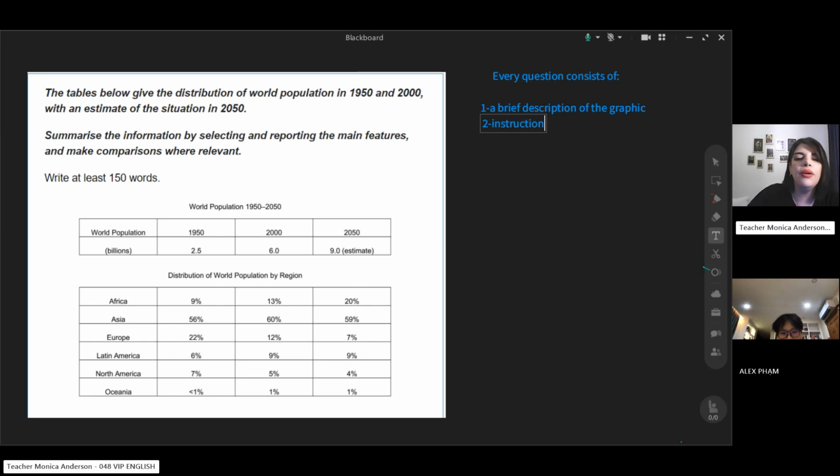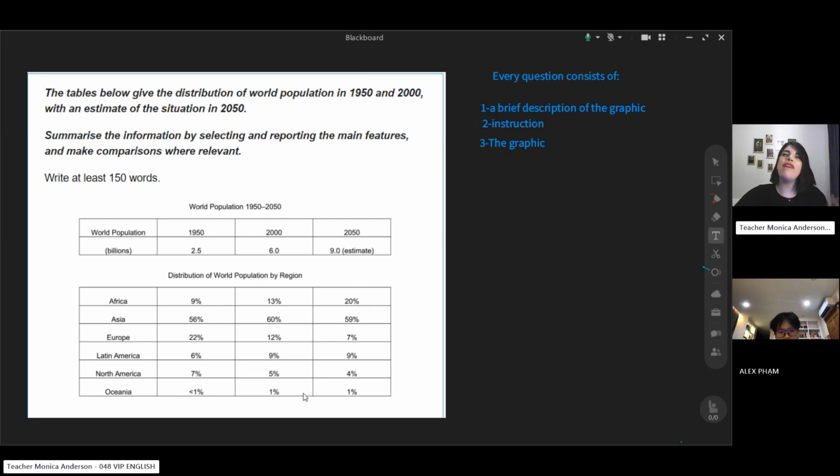Okay, and the third one, that is graphic. So the graphic: chart, graph, so what is that? Okay, here we have a table. And now, as we discussed before, we need to choose main features. So how to identify the main feature in a table graph? So we have some questions.